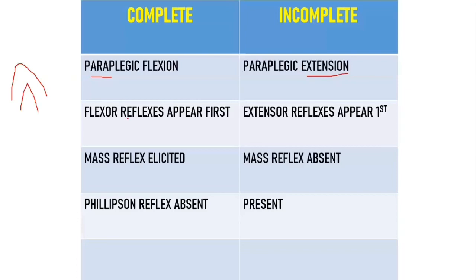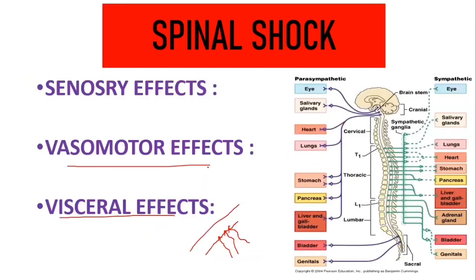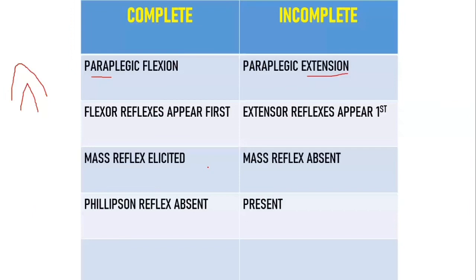Same. In complete transection, your flexor reflexes appear first; in incomplete, your extensor reflexes appear first. Here, mass reflex is elicited. I hope you all know what a mass reflex is. If you scratch your abdominal wall or the skin, there is going to be some vigorous contraction shown. That is called a mass reflex. But in incomplete transection, mass reflex cannot be done. That's why there was a statement given in one of the textbooks. I told you, if there is a transection, there is going to be urinary retention and constipation and all those visceral effects. So to evacuate the bowel and urine, people do mass reflex, it seems. If they do mass reflex, the abdominal muscles are going to be contracted.